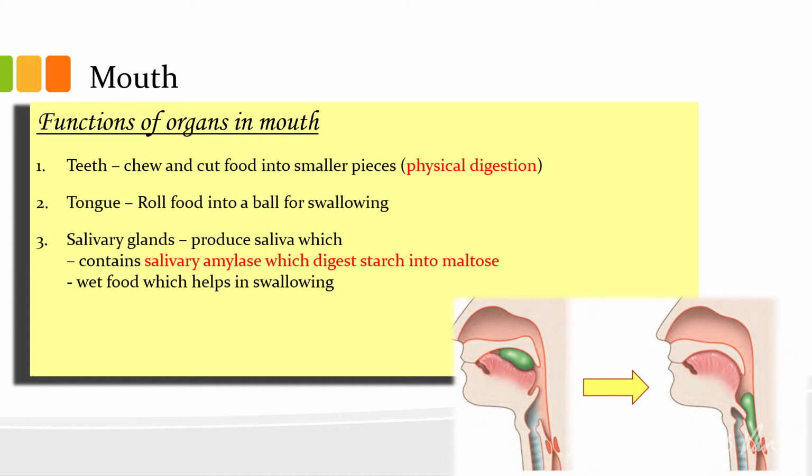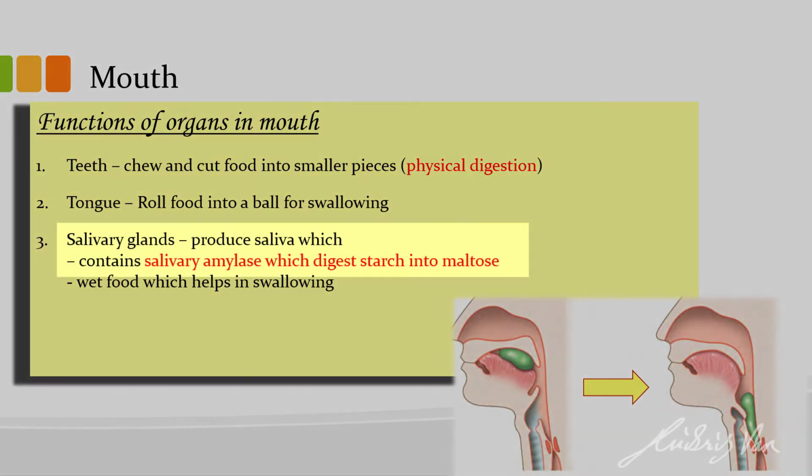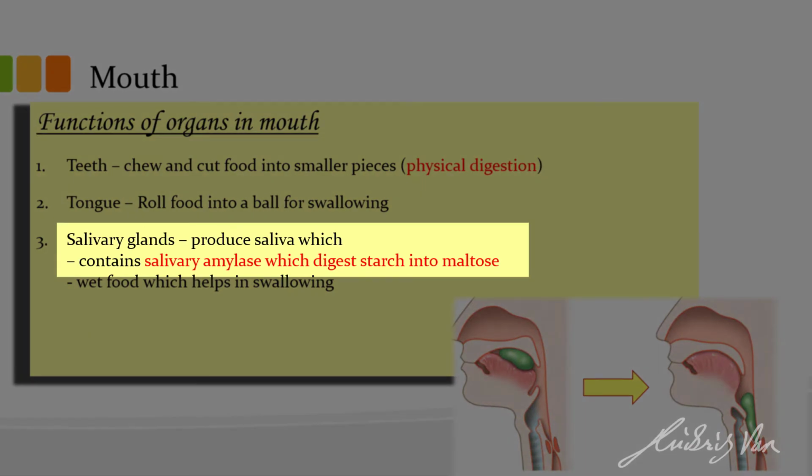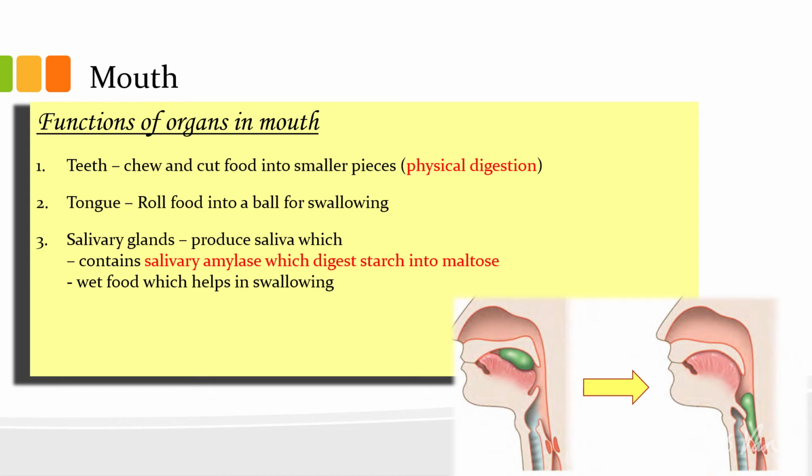So what you have to take note here is, inside our mouth, there is physical digestion, which is the chopping down of food, as well as chemical digestion of starch. How about other nutrients? No, there is no chemical digestion of protein and no chemical digestion of fats inside our mouth. The amylase produced by our saliva only digests starch into maltose. So this one is important. Copy this down.